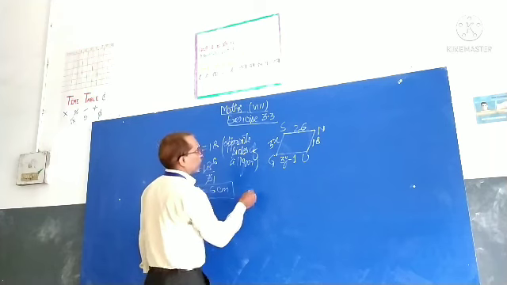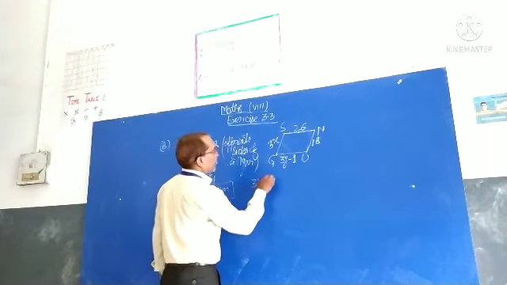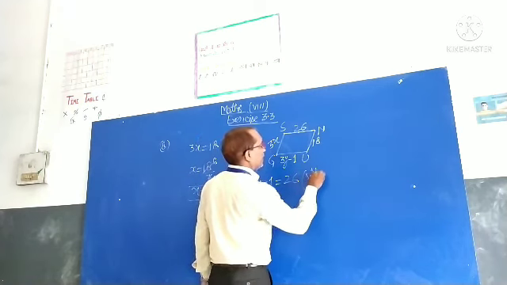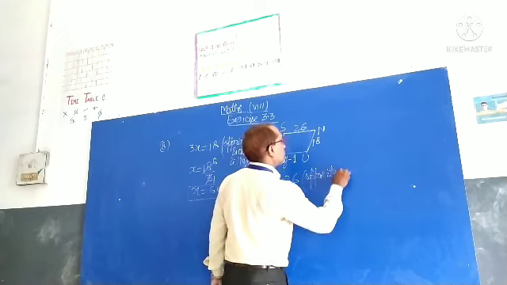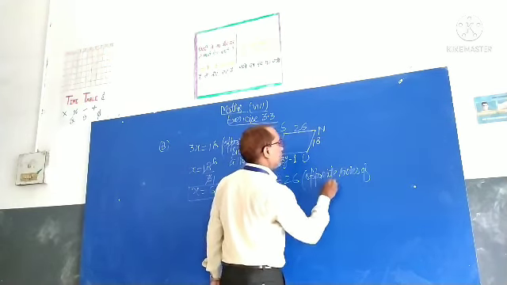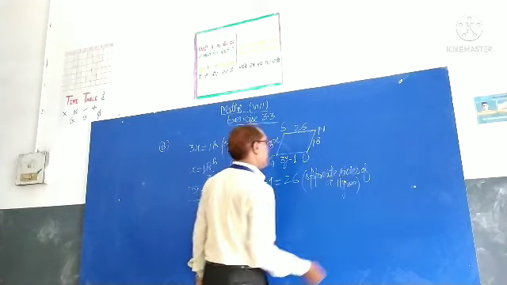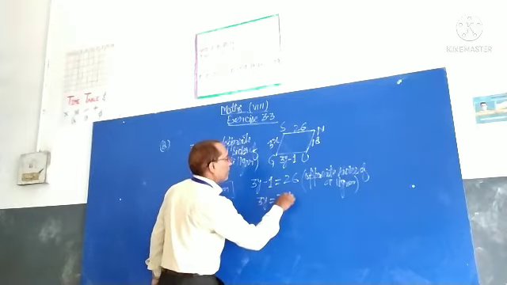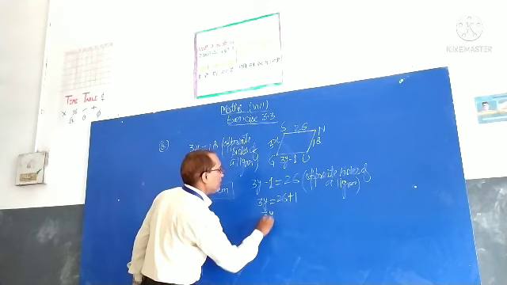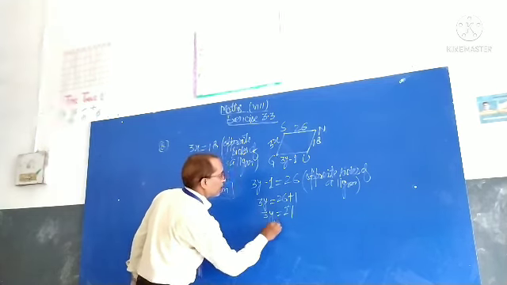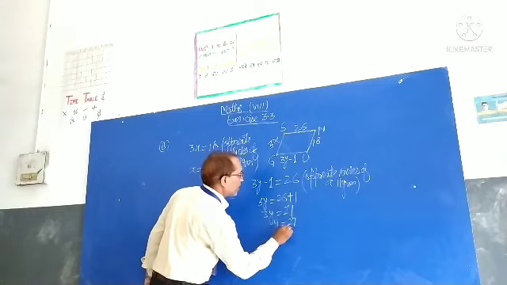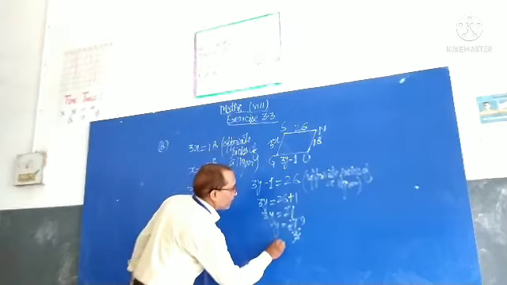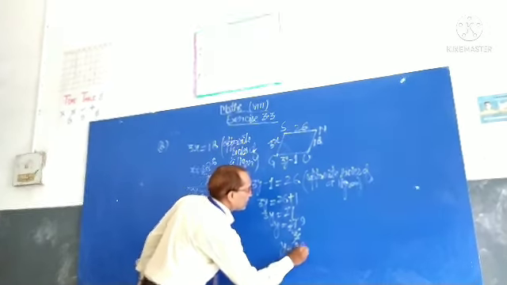And from here you write down 3y minus 1 is equal to 26, opposite sides of a parallelogram. 3y is equal to 26 plus 1. 3y is equal to 27. Then y is equal to 27 upon 3. 3 nines are 27. This means y is equal to 9 centimeters.